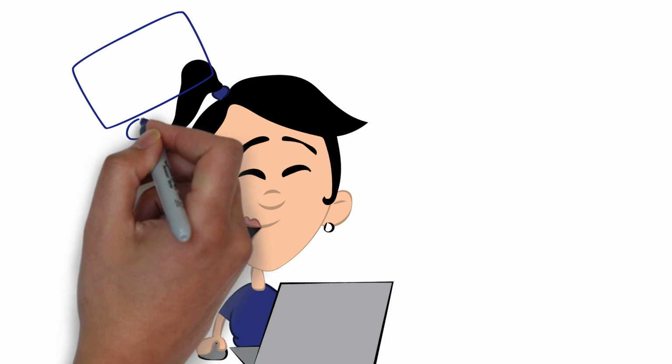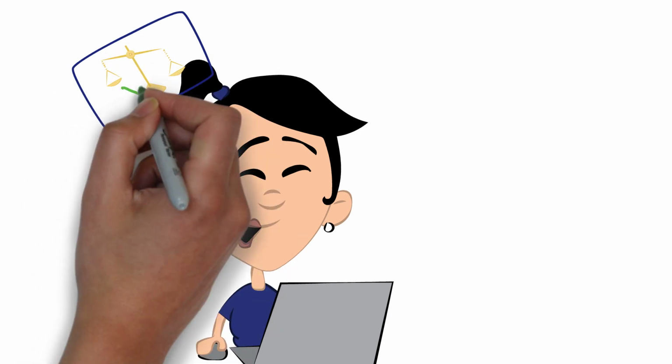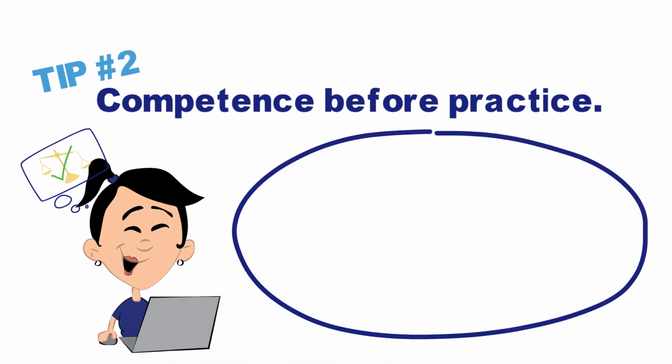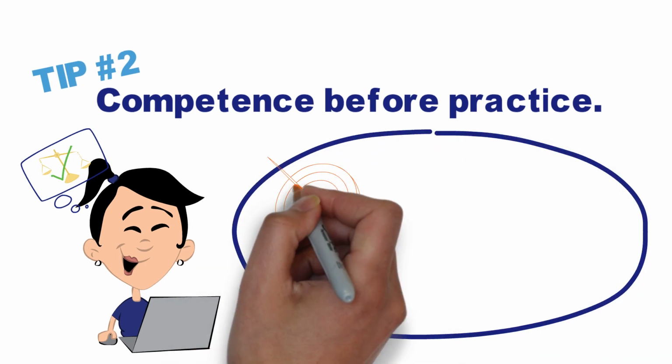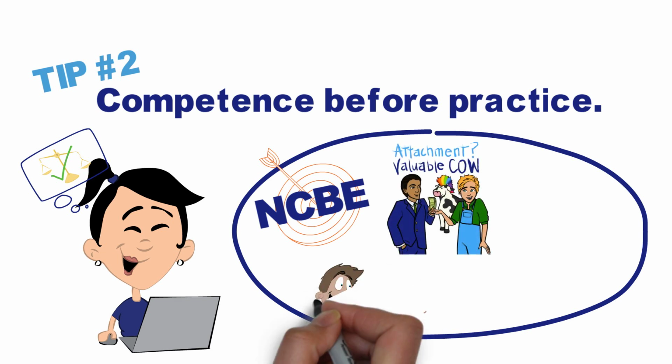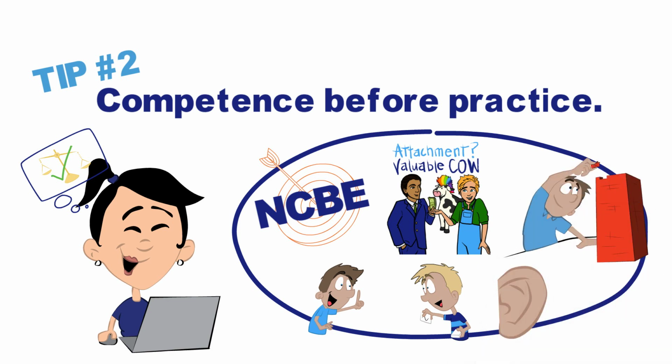Tip number 2, competence before practice. You want to practice writing good essays, not bad ones. Good ones require knowing the right rules. Remember the tips we gave you for memorizing the MBE rules. Use the same techniques in tackling the MEE rules. Target the right content within each subject based on the NCBE's, the company that writes the UBE's, own outlines, and use accurate prep materials, mnemonics, flashcards, audio outlines, chunking, and so on.